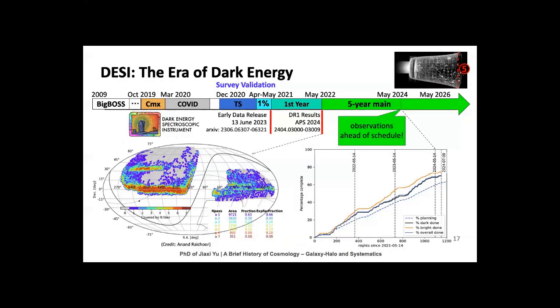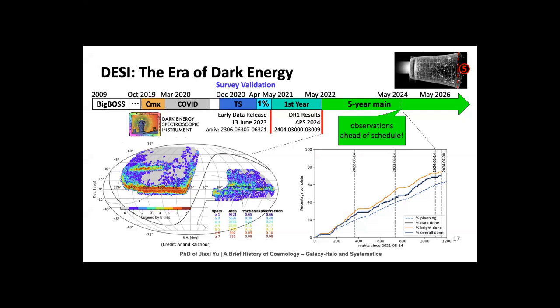Okay, and so the DESI project started back in 2009. It went into the telescope in 2019. There's been commissioning, and then there's been COVID. And then really, only in December 2020, the survey started with target selection validation, 1% of the survey. And now we have data in the DESI collaboration for the first year. And soon, in the coming months or so, we're going to have the data for the first 3 years.